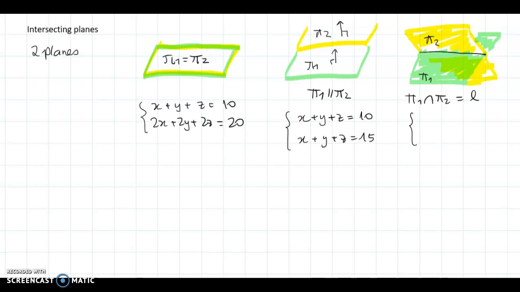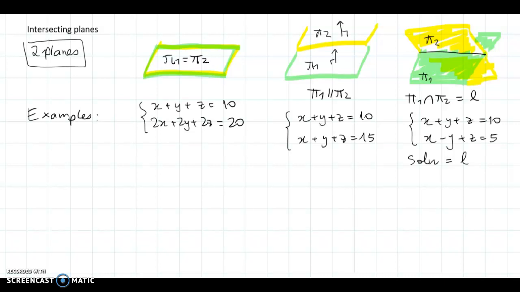In the third case, again, I'm just going to be lazy and keep my first equation the same, and then the second one is a plane that is not parallel to this one. So when we try to intersect, the solution set will be the line L. These are just some made-up examples for you to see what is happening in each of the cases. And this was when we were trying to intersect two planes.